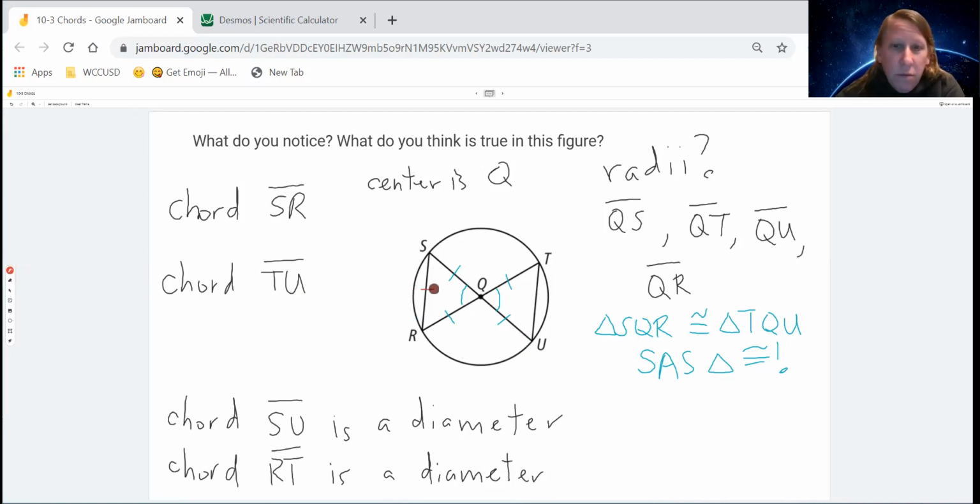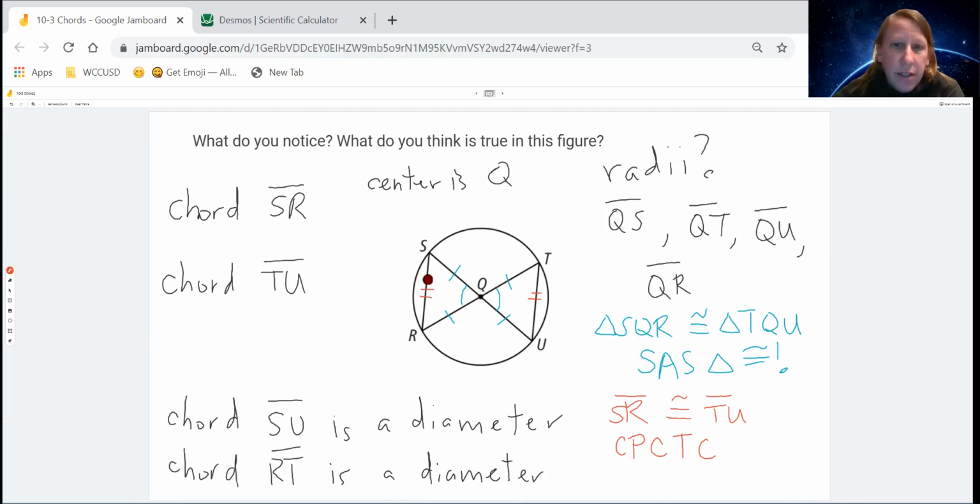Okay, in this problem, we are allowed to say that chord SR is congruent to chord TU because the triangles are congruent, so corresponding parts of congruent triangles are congruent.